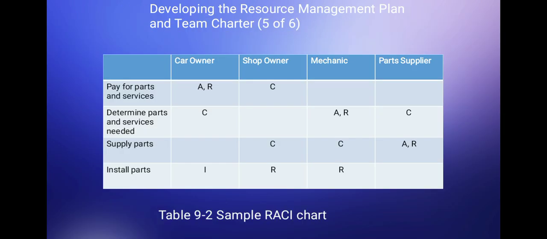Next is, the RACI chart is a more detailed version of the RAM. The letters stand for responsible, accountable, consulted, and informed. The most important role here is A, accountable. This is the one person who is ultimately answerable if the task is going wrong. We use this chart to ensure there is no confusion about who owns the final result.